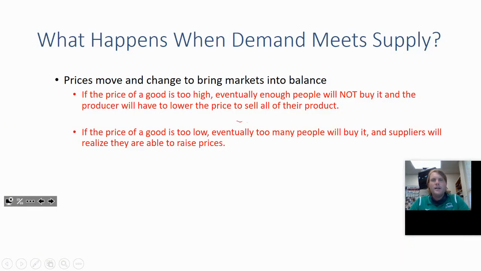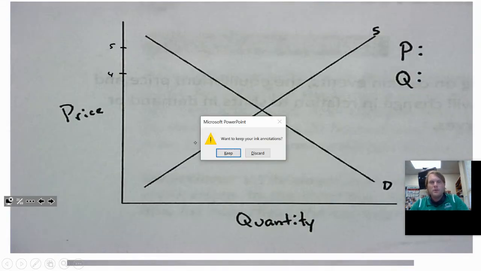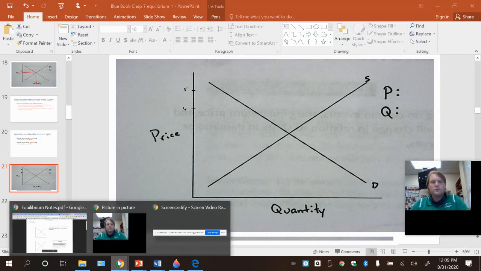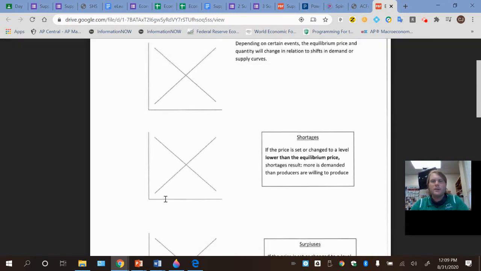Now, the reason we want to draw these is because if we have a situation where the price is set incorrectly, whether it's setting a price too high or too low, we can predict what's going to happen if we don't set this price at the equilibrium. So you're on your next graph now. We're going to talk about shortages first. That's when the price is set too low.